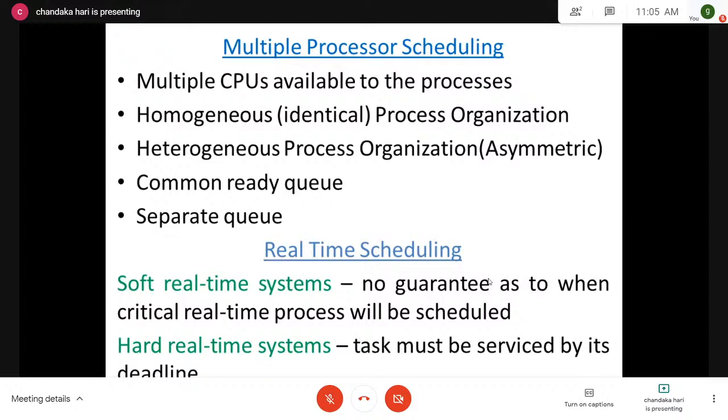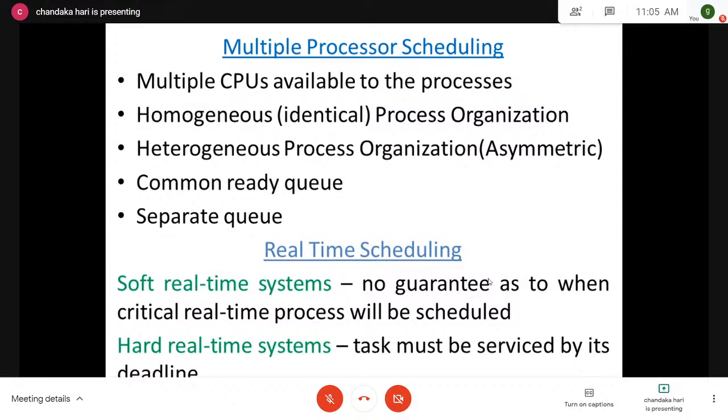Before going to the detailed discussion about the scheduling techniques, we're going to see the process organization. Why? Because this is very important. Scheduling can be done only after these precautions have been made, before writing the scheduling algorithm.